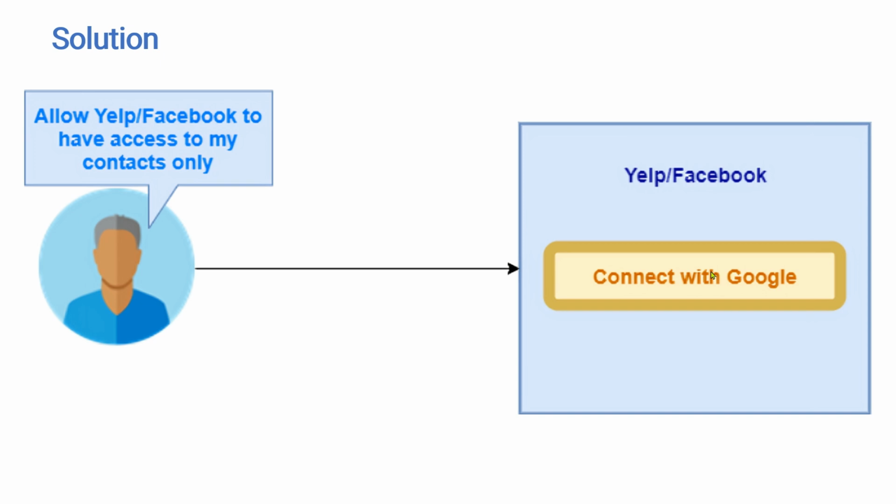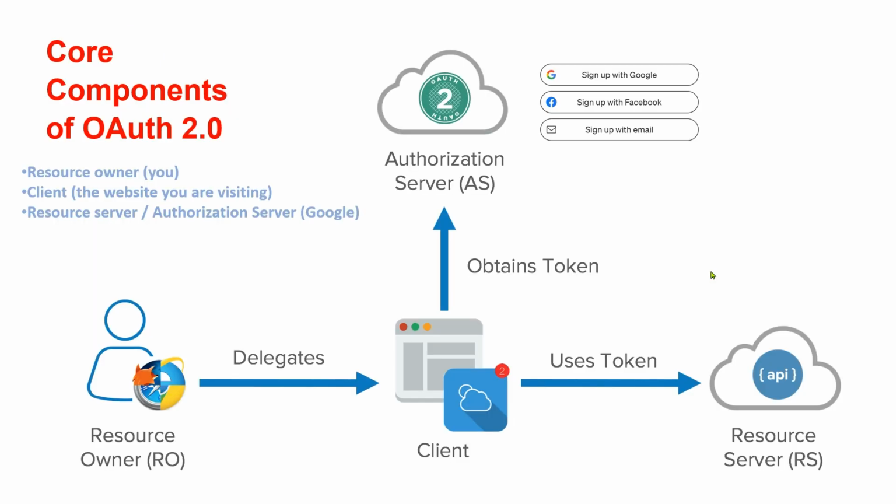The OAuth 2.0 authorization framework enables a third-party application to obtain limited access to an HTTP service, either on behalf of a resource owner by orchestrating an approval interaction between the resource owner and the HTTP service, or by allowing the third-party application to obtain access on its own behalf. So, the next topic is core components of OAuth 2.0. Now let's dive into the architecture of OAuth 2.0 and its key components.